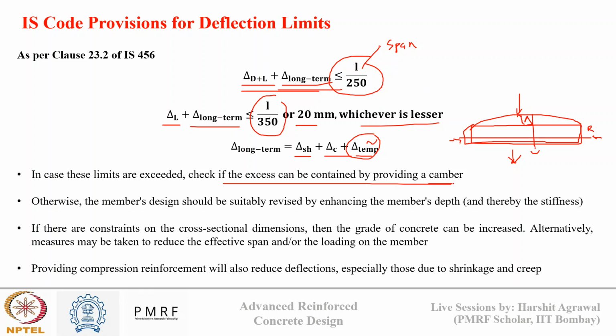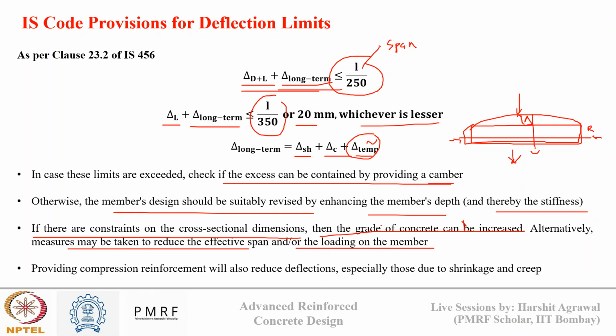Now, in case where pre-stressing can't be done, what are the other things that we can do? We need to design the member again by enhancing the depth of this member so that we can increase the stiffness of the concrete and reduce the deflection. Or if there are constraints on the cross sectional dimensions of the reinforced concrete section, then we need to change the grade of the concrete. We need to increase the grade of concrete, or we can reduce the effective span or loading on the member. So either way, we need to decrease this deflection in the concrete by any means possible.